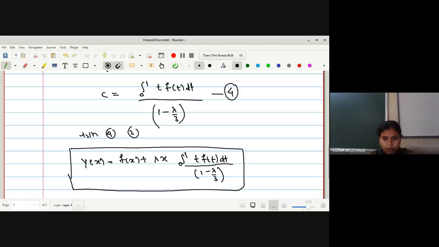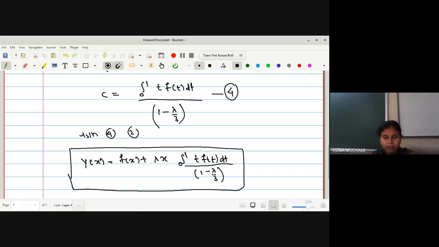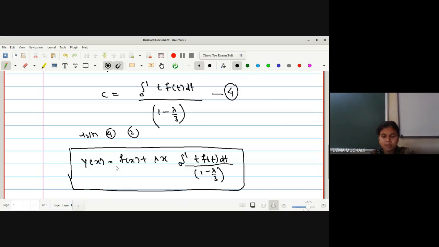Lambda equals 3, ma'am. Why for lambda equal to 3? The denominator becomes 0. If the denominator becomes 0, what will happen? It is 1 upon 0, which will be infinity. So here you can say this result is true for lambda not equal to 3.